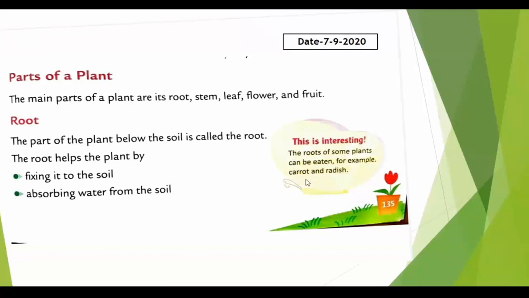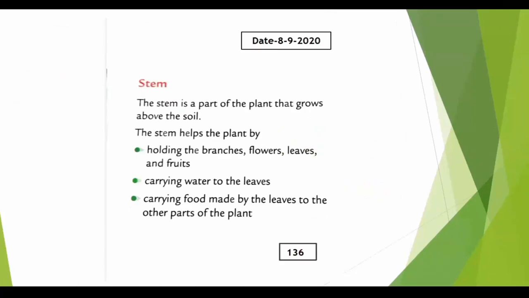And here, look at this part. This is interesting. What is written? This is interesting. The roots of some plants can be eaten. For example, carrot and radish. Okay, this was the revision. Now let's go to the next part. Stem. This is today's work.